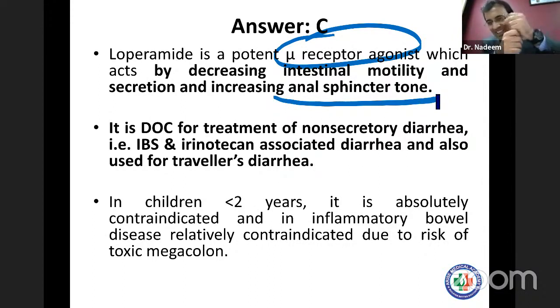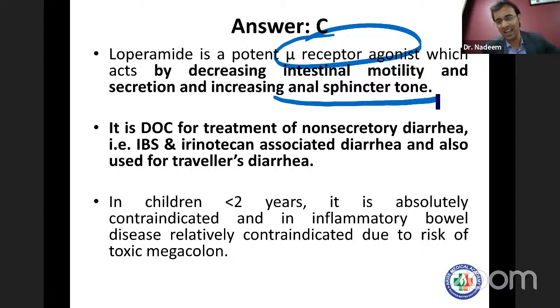Whenever you give loperamide to any patient and you are not adding one antacid, after using loperamide the patient may say, sir, I'm having some kind of spasmodic pain. Why? Because loperamide works in this manner. It is going to constrict, lock and block the intestine. So what will happen? If it is bleeding, there will be more bleeding. So please understand that.